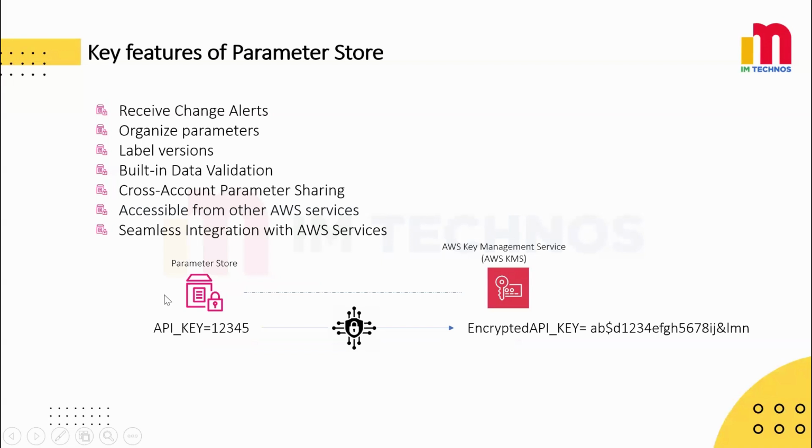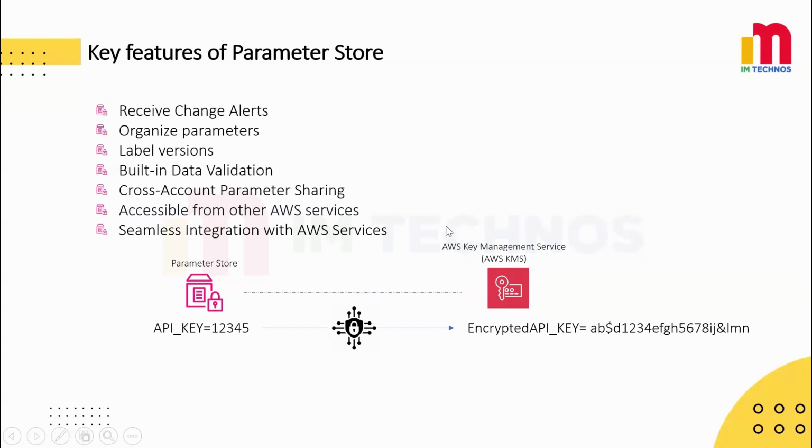Seamless integration with AWS services. In this example, Parameter Store can be integrated with AWS KMS, Key Management Service. We store the API key in Parameter Store and AWS KMS encrypts the key, transforming it to an unreadable format. The encrypted key is securely stored in Parameter Store and can only be decrypted and accessed by authorized services, ensuring our API key remains protected.